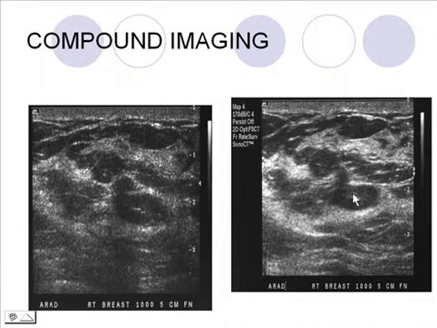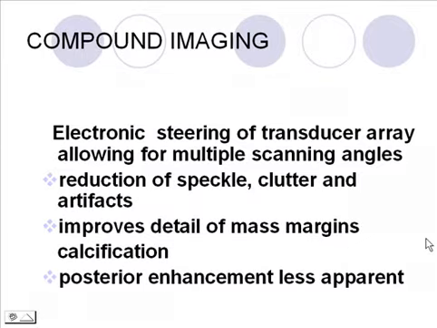But here I can see a mass that has spiculation, made better with the advantage of compound imaging. What compound imaging does is steer the transducer array to allow for multiple scanning angles rather than straight down into the breast, and it results in a reduction of speckle, clutter, and artifacts, and improves detail of mass margins and calcification. One little problem is that features of posterior enhancement, which we rely upon a little bit, are less apparent.